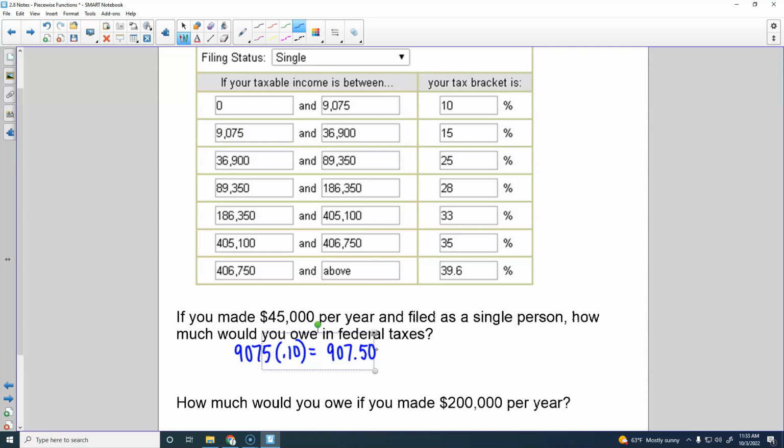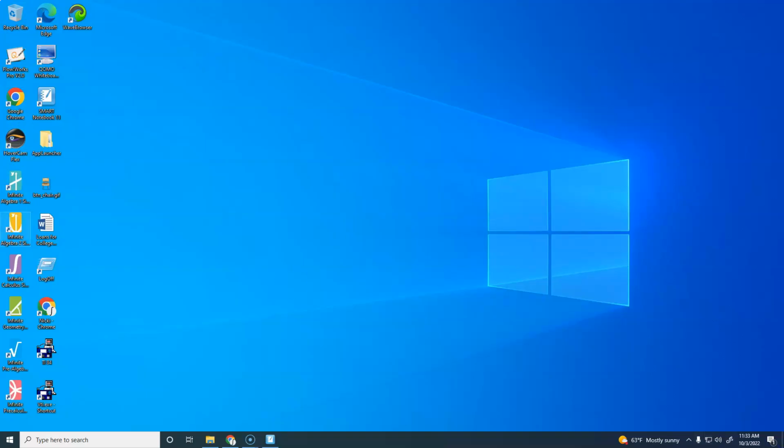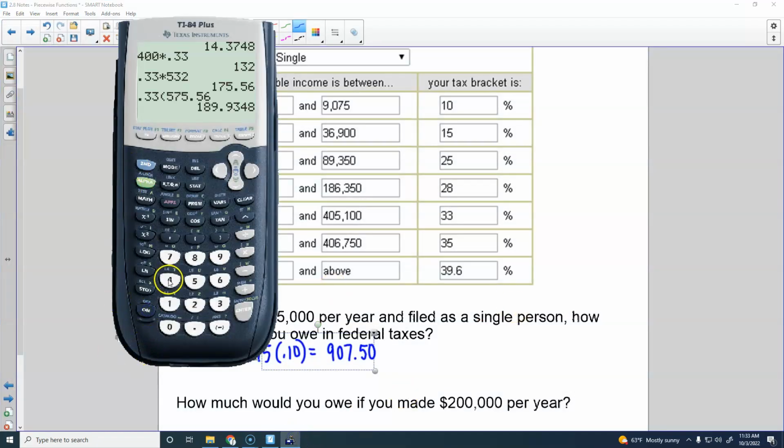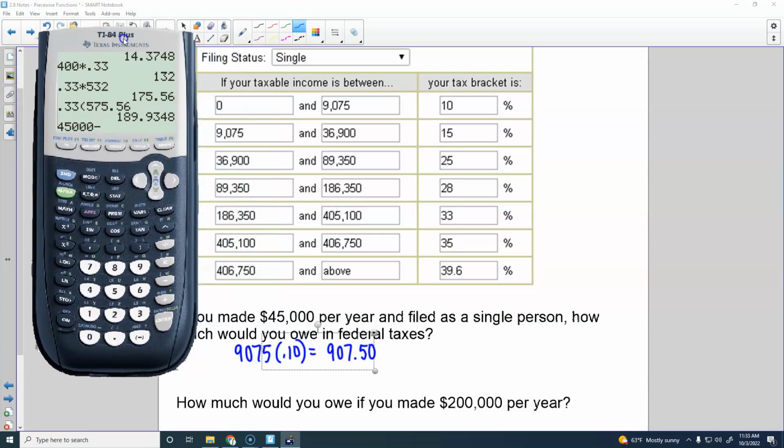Okay, so let's keep a running total here. Let me get my calculator. I made $45,000. I have only paid taxes on that $9,075, right? So, I still got $35,000 I still got to pay taxes on. I haven't paid taxes on that, right? It's like I took that $9,000, so they gave me my first little bit. I only had to pay 10% of it. Imagine them paying you out at the end of the year all at one time. Why would you subtract the $907.25?